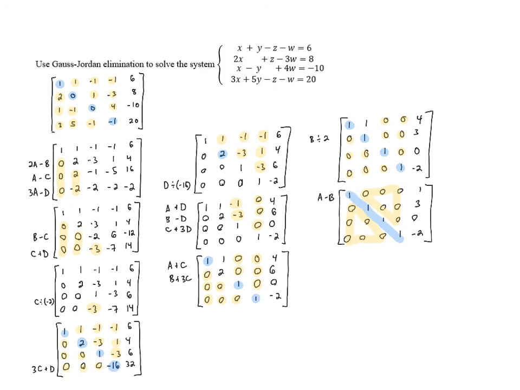And when we rewrite this now as our system of equations, we simply have x equals 1, y equals 3, z equals 0, and w equals -2, which is our final answer. And now we can breathe.